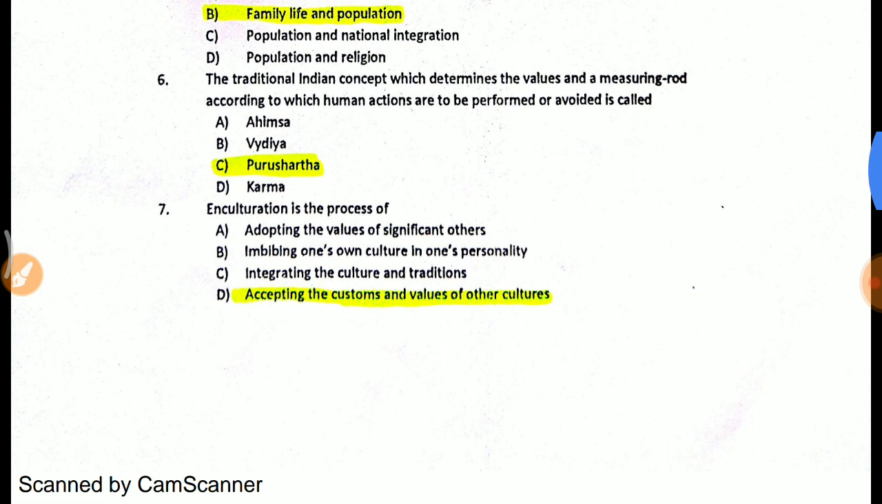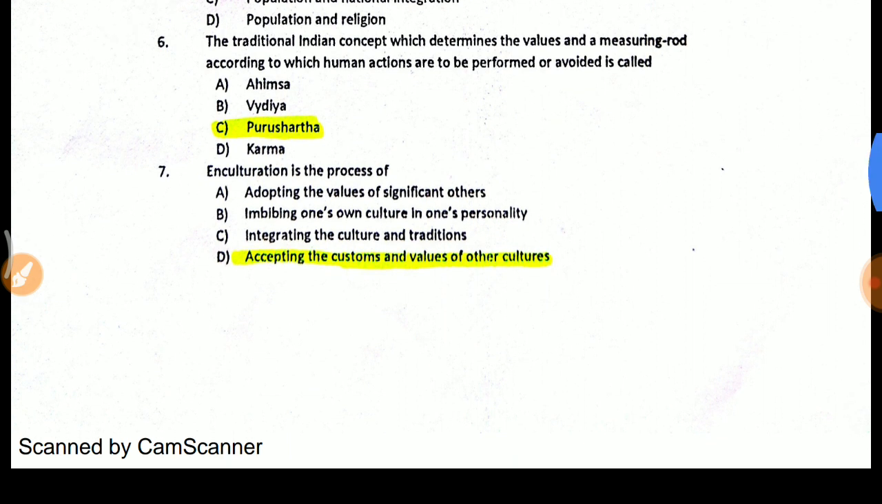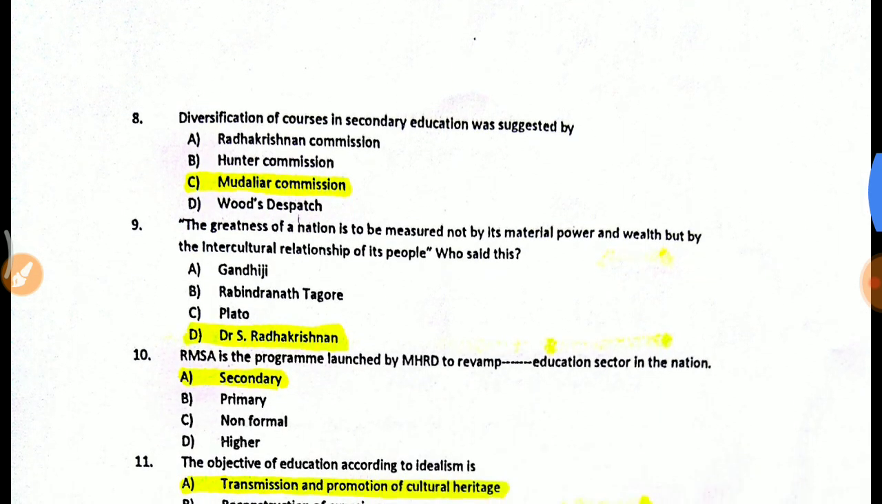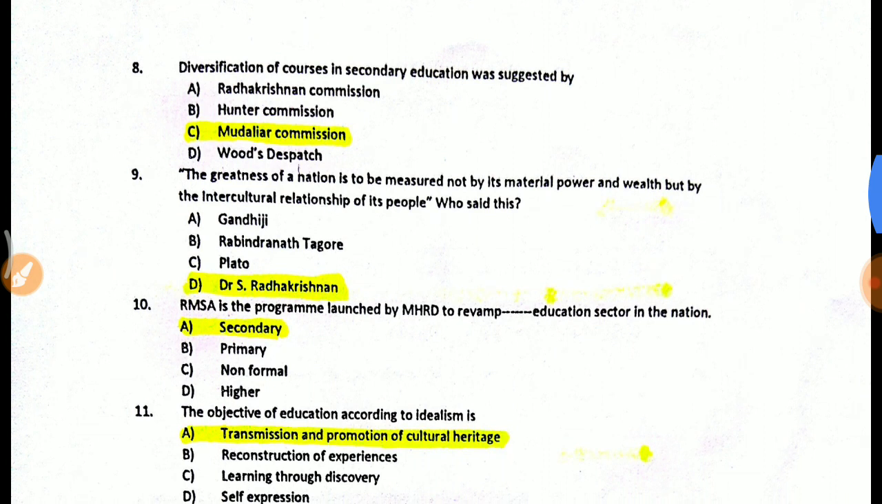Seventh, enculturation is the process of accepting the customs and values of other cultures. Eighth question: diversification of courses in secondary education is suggested by the Mudaliar Commission. The diversification of courses in secondary education was one of the main parts of the Mudaliar Commission.